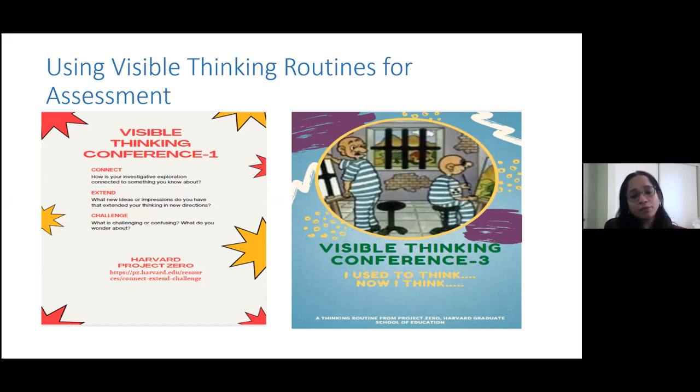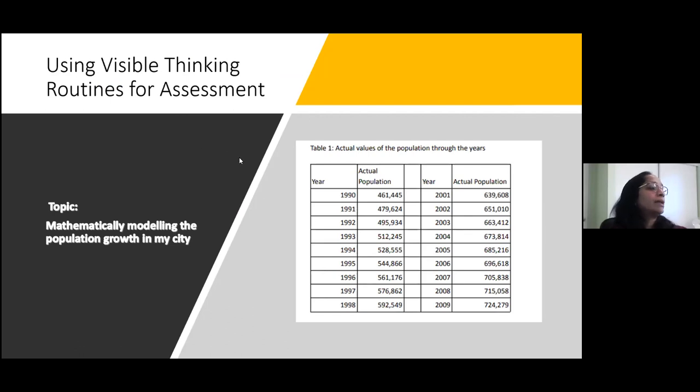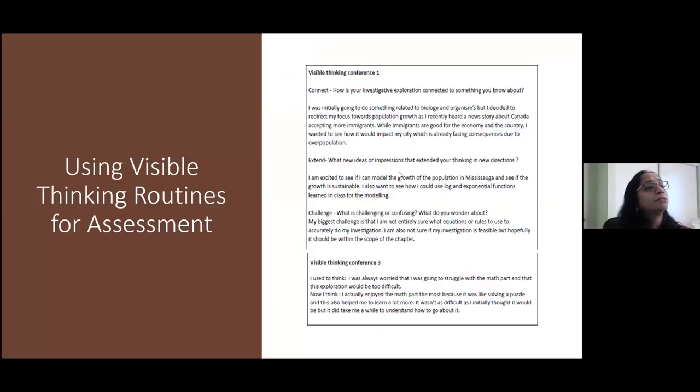I'm going to share with you some projects that the students did. This is one particular project where a student wanted to mathematically model the population growth in her city. She went into Statistics Canada and gathered data on the population. I cannot share the whole project, so I've just put pictures of certain aspects of it. And here are her answers to the visible thinking conference.